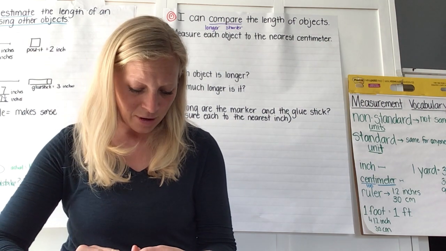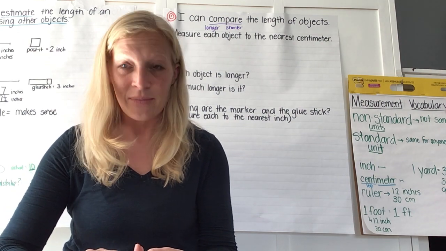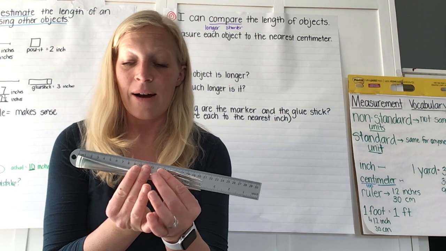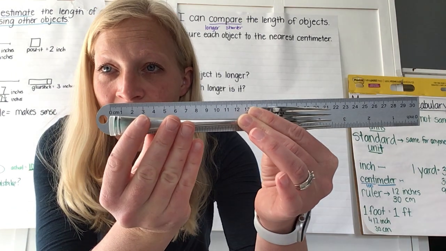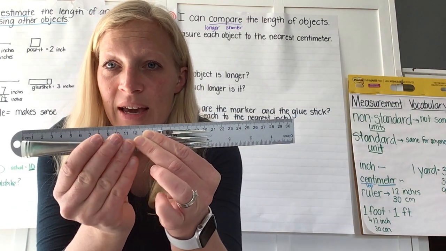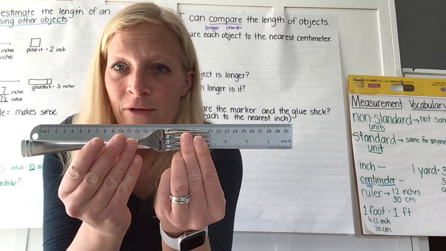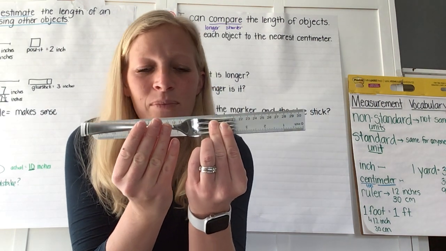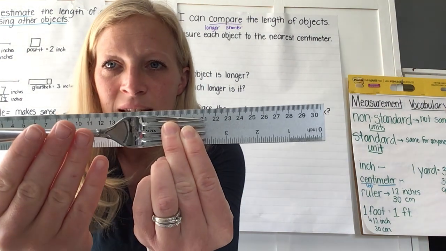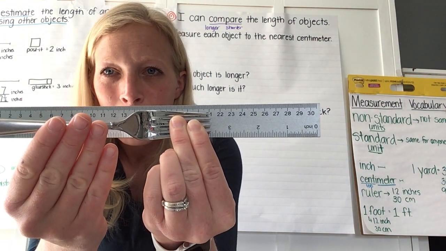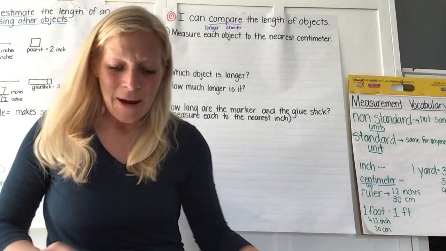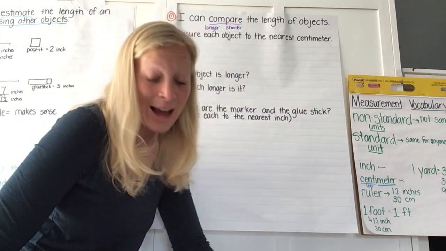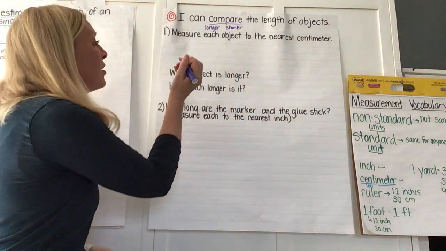What do we have to remember, mathematicians, when we're measuring something? Yeah, we've got to make sure we start it at the 0, that we extend it and see how far we can go. And I have to kind of move my fork so I can see it a little bit easier. But what do you notice? Yes, my fork lands at about that 21 centimeter mark.